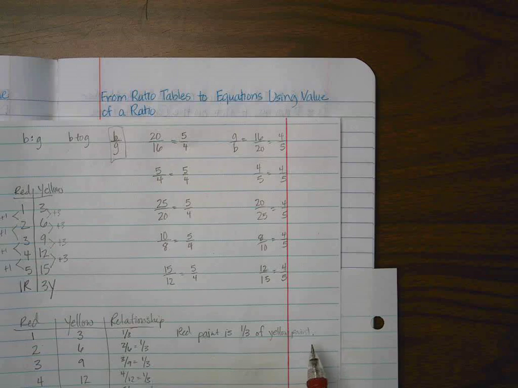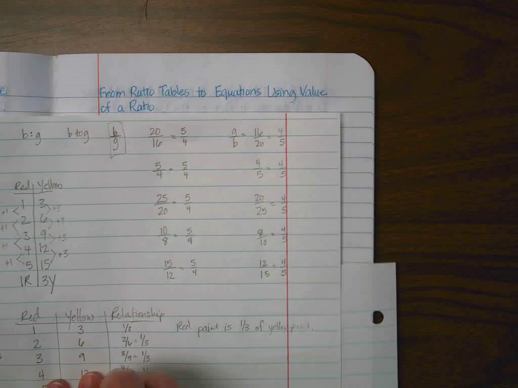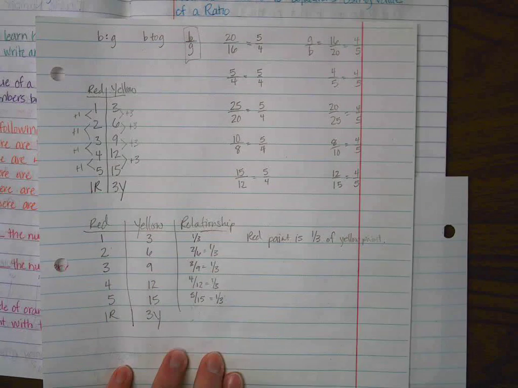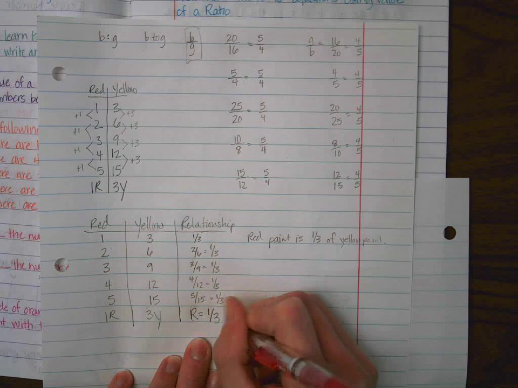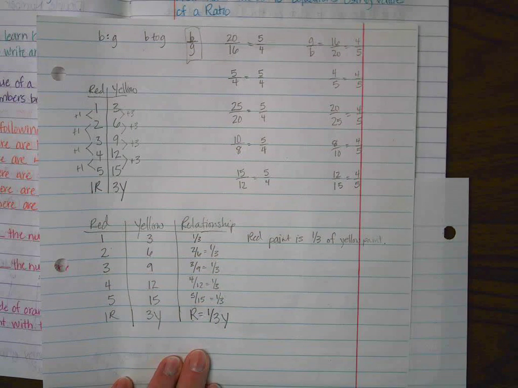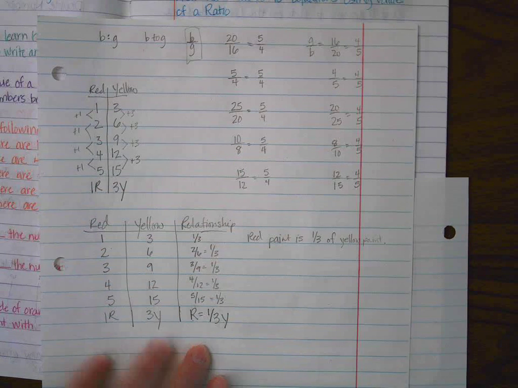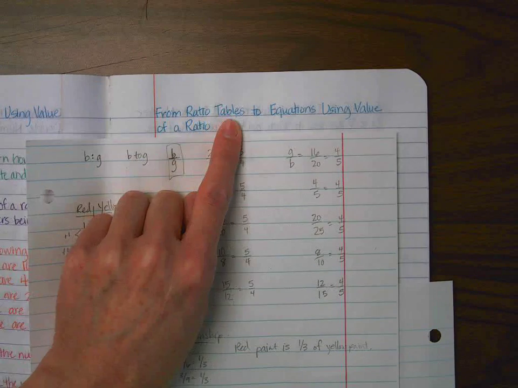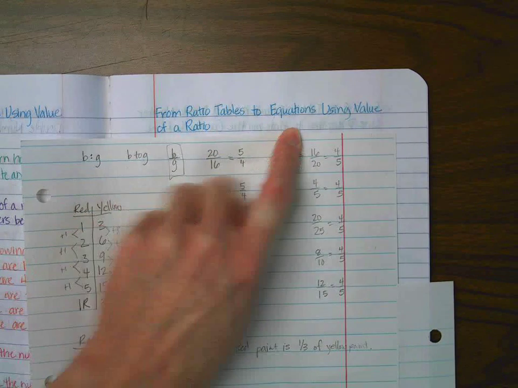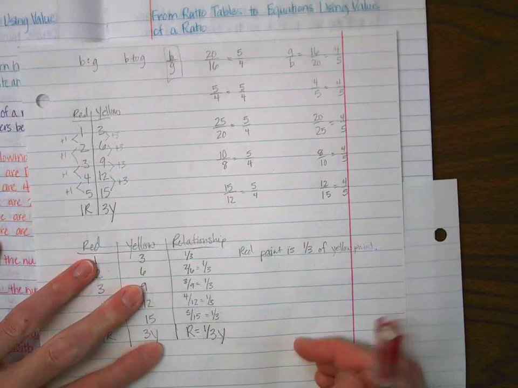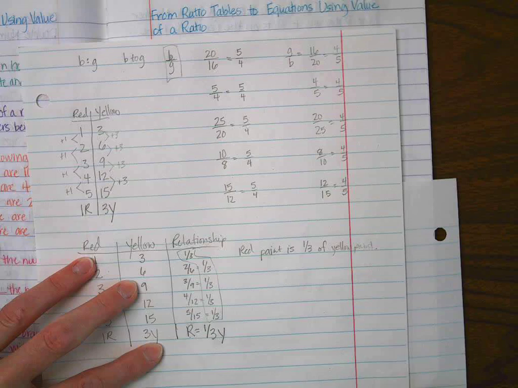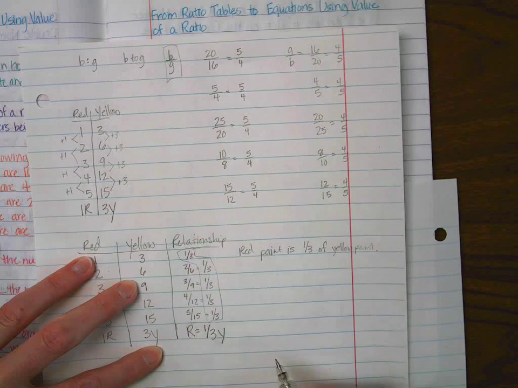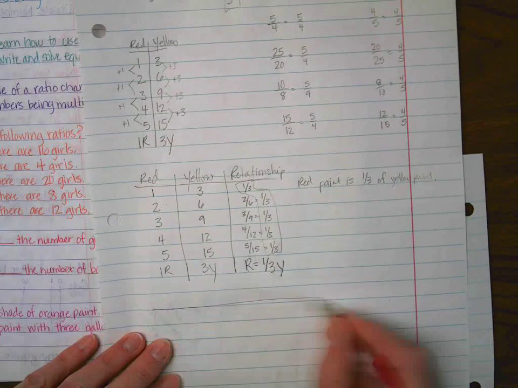Okay? Boys and girls, how are you feeling about that? Okay? We know that red equals 1/3 of yellow. That's how you would write that. Okay? Does everybody understand what we just did? So basically, we took our ratio table and we just turned it into the equation by using the value of the ratio, because we learned that the value of the ratio was 1/3 for it being red compared to yellow.